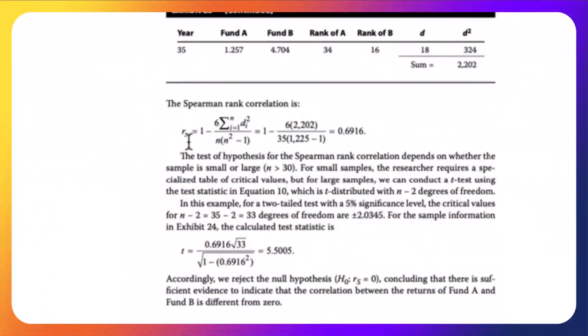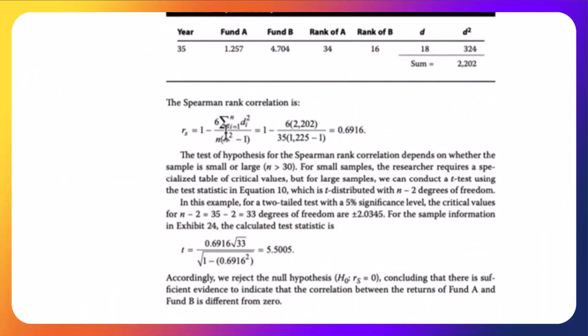And then to calculate the correlation coefficient, it's 1 minus the summation ratio here, 6 times the sum of the squared differences, divided by n times n squared minus 1. Since our n is 35, we'll have this. There is our correlation coefficient, 0.6916.